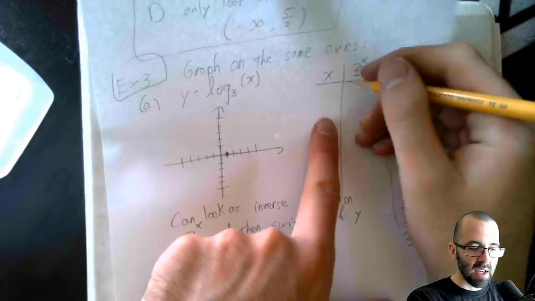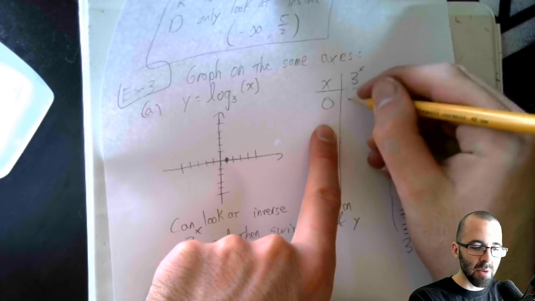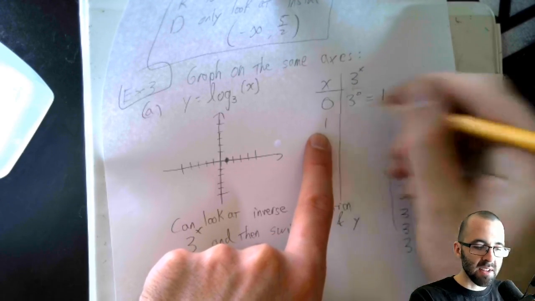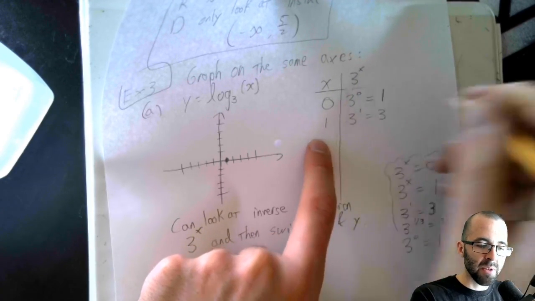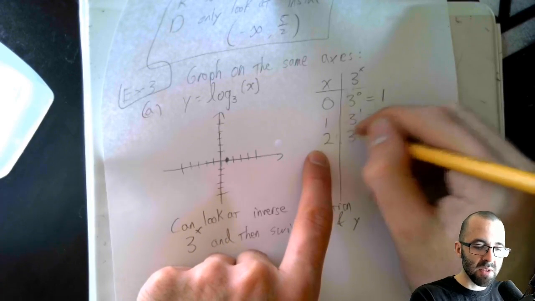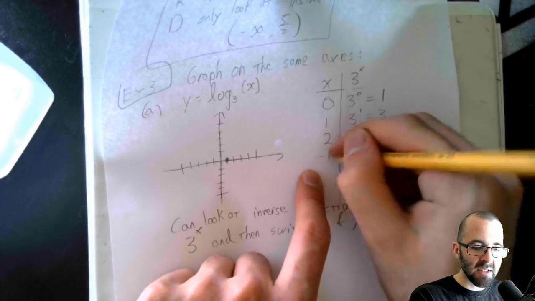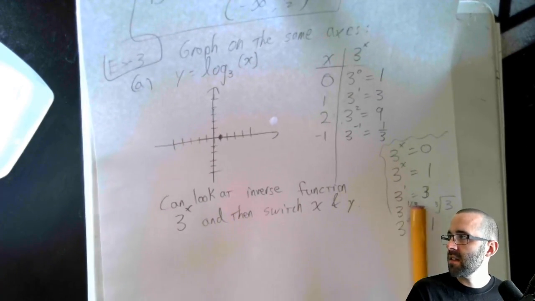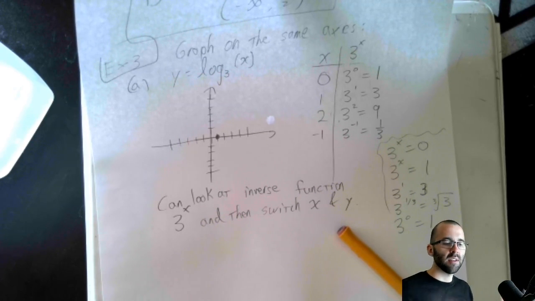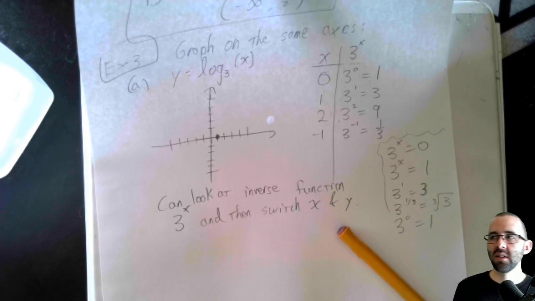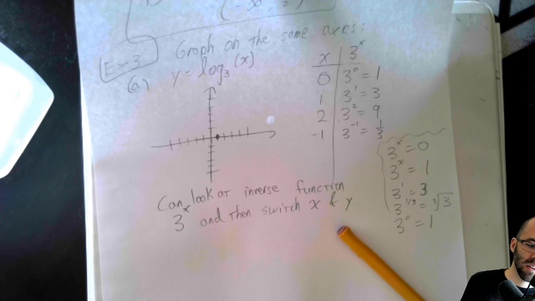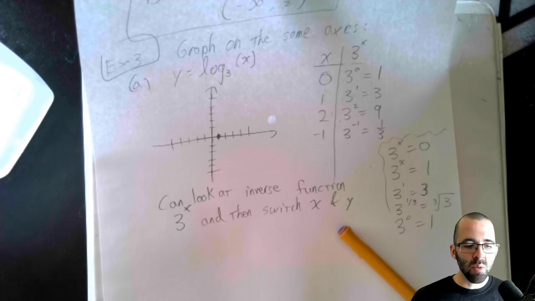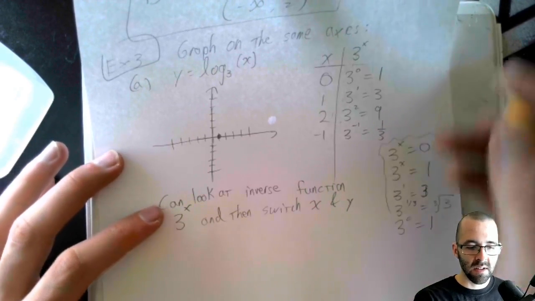So, if x is 0, 3 to the 0th power equals 1. When x is 1, 3 to the first power is 3. When x is 2, 3 squared equals 9. When x is negative 1, 3 to the negative first power is a third. Just plug in a whole bunch of points and see all these points that would be on the inverse function. And then to graph the logarithm, we just switch these x's and the y's.